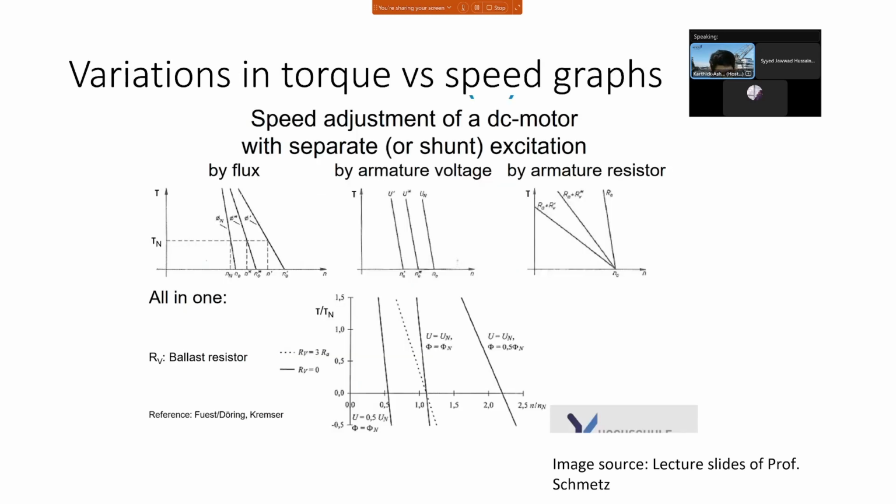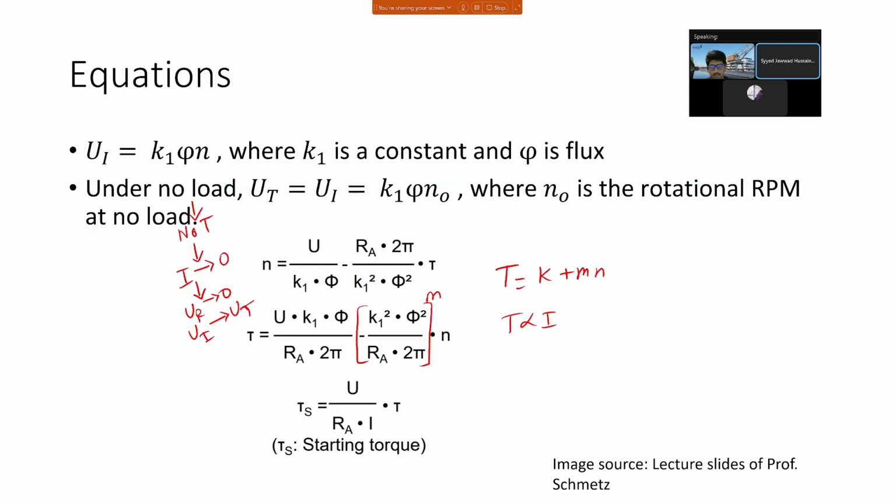So one question is this equation: n equals U over K1 phi minus R_A times 2 pi over K1 squared phi squared times T, the torque. We are saying if I change the R_A, it wouldn't change n. Yes, when R_A is changing, there is no change in N. Is it possible? Kind of, I mean, it's not directly like that.